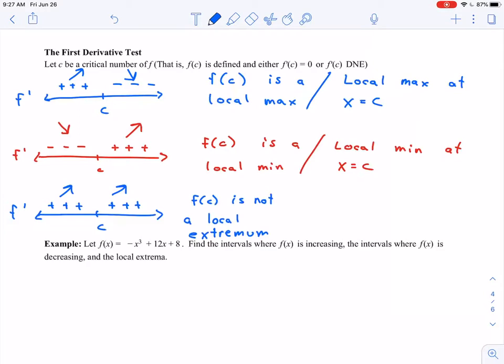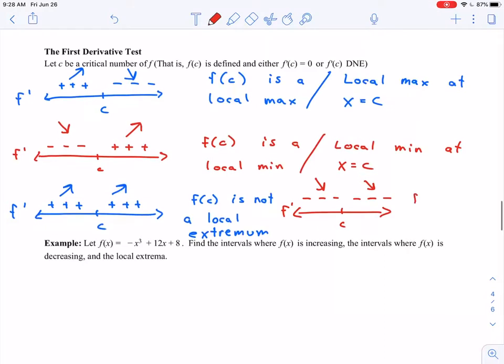And similarly, if we are decreasing on both sides of c, so let's say at c our derivative is negative on both sides, that means our function is decreasing. Again, draw out that picture. It looks something like this. This point right here feels important. It looks like something important must be happening there, but it's not a local extreme value. So again, f of c is not a local extreme value.